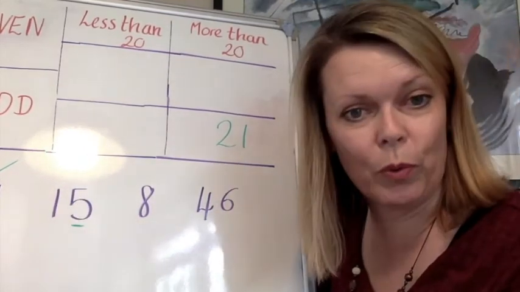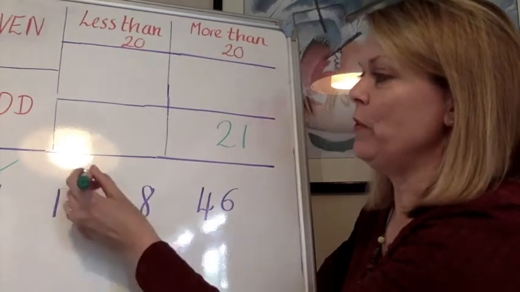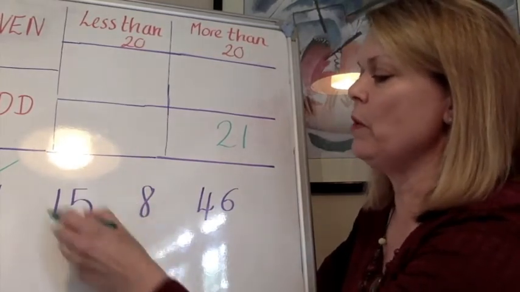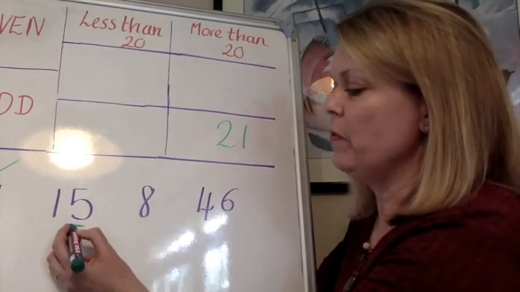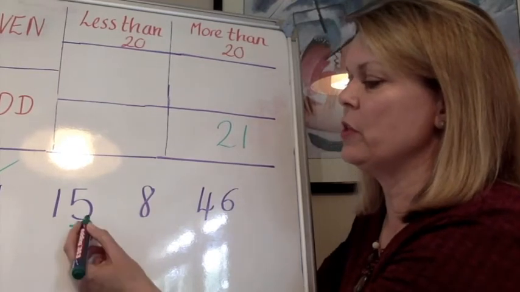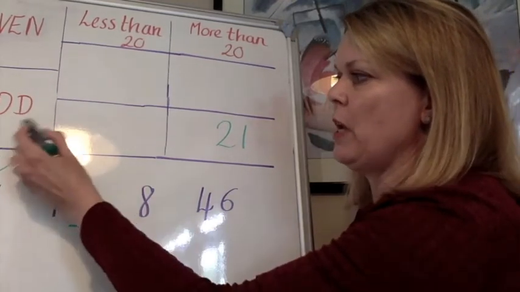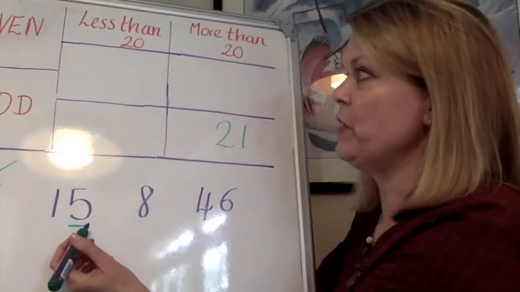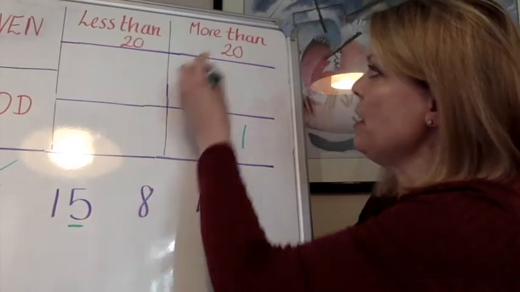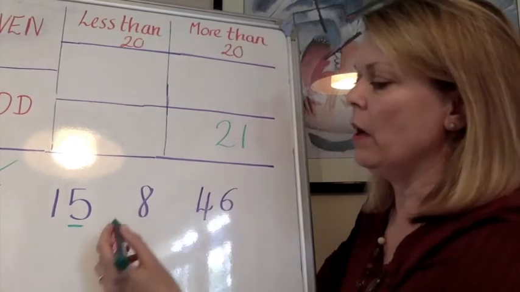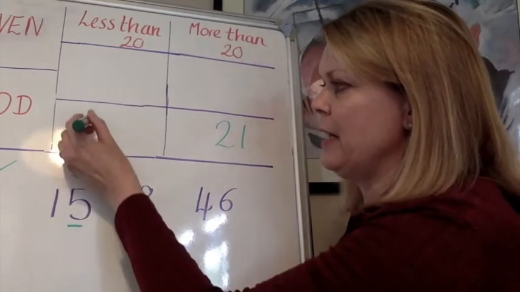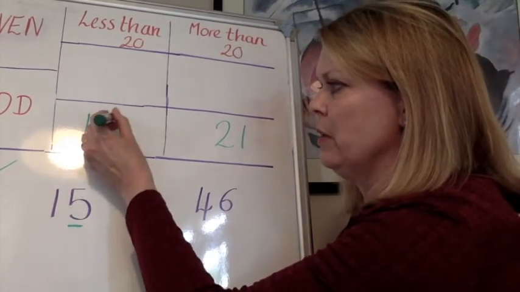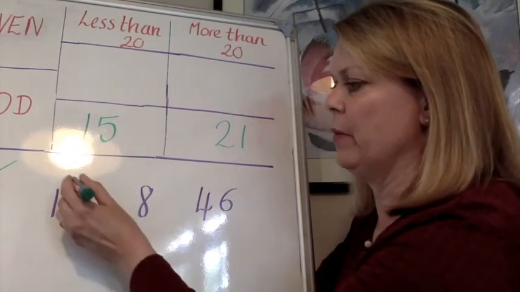I'm sorry, I had a little problem with my video there. So if we look at 15, I'll just start that one again. So we know that 15, 5, the units, is an odd number. So we know it's going to be odd. Now, is 15 less than 20 or more than 20? Okay, so we should know that 15 is less than 20. So we're going to put it there.